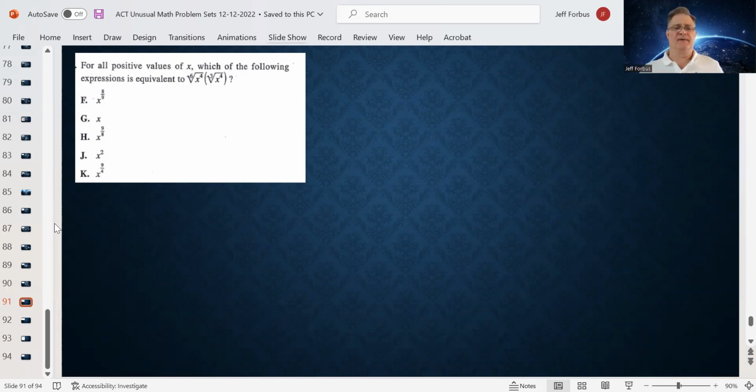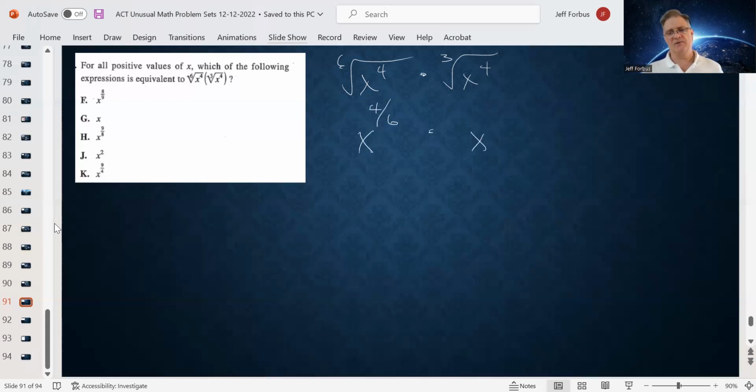For all positive values of x, which of the following expressions is equivalent to these two radicals multiplied together? So the first thing you can do, I like to rewrite them when I talk about them. We want the sixth root of x to the fourth times the third root of x to the fourth. So we're multiplying these together. So what I'm going to do is rewrite both of these as exponentials. So this becomes x to the 4/6 power times x to the 4/3 power.